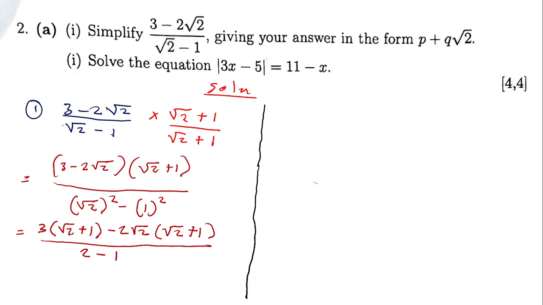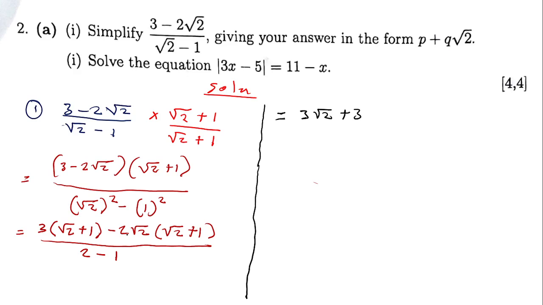So I'll say 3 times square root 2. It's going to be 3 square root 2. And then I'll also multiply 3 by 1. So 3 by 1 is going to be 3. So it's going to be plus 3.